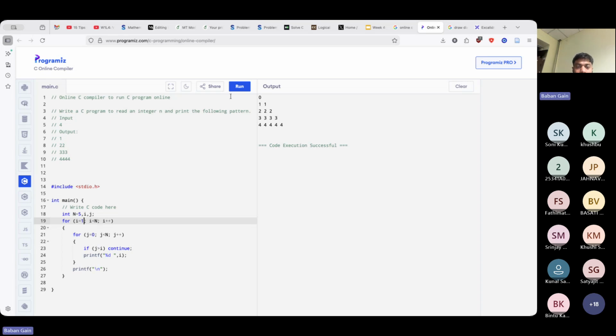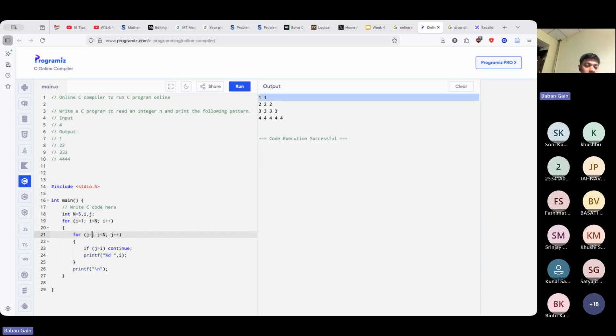Okay. But in this case, 1 is coming. Initializing J also 1. J also 1, right. Okay, so yeah, this is correct. So basically, we're initializing I equal to 1, J is also 1. So at first it will run one time only because J less than N is there. So basically J greater than 1. After that, J will become 2. So it will be outside the continue.